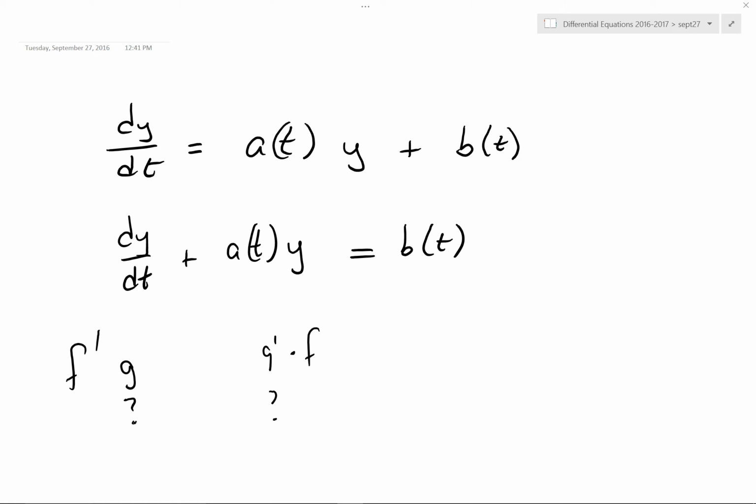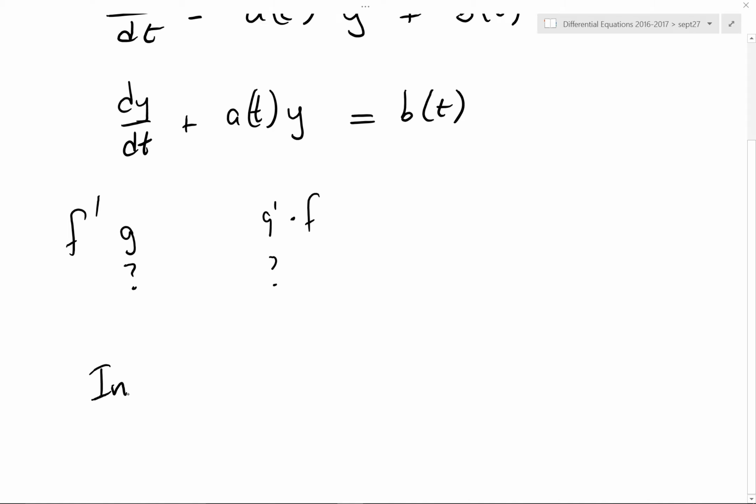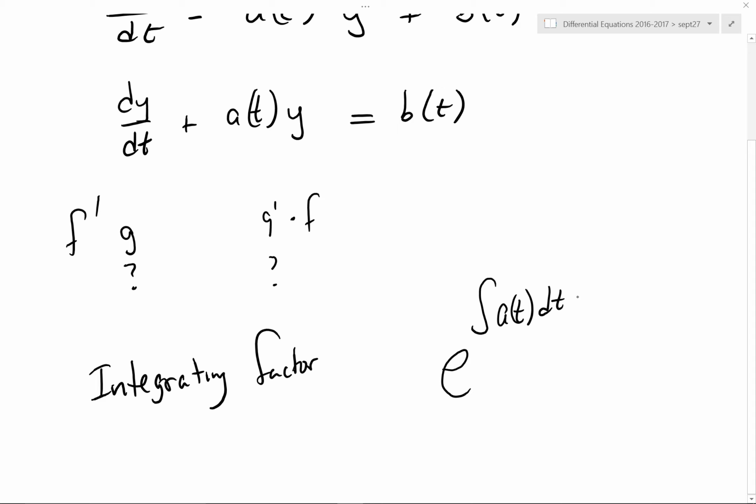And the way to do it is simply this. So Jacob, this is called an integrating factor. Someone much more clever than I came up with this idea. And it's like this. It is e to the integral of a of t dt. This is, if you will, that g that we're looking for.